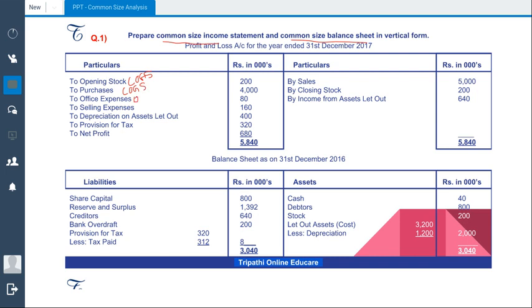Office expense will go under operating expense. Selling expense will again go under operating expense. Depreciation on asset let out, this will go under non-operating expense because this is the asset which you have let out. So this is not operational in nature, this is not your operating expense, hence we are taking under the head non-operating expense. Provision for tax will be subtracted from PBT, profit before tax.